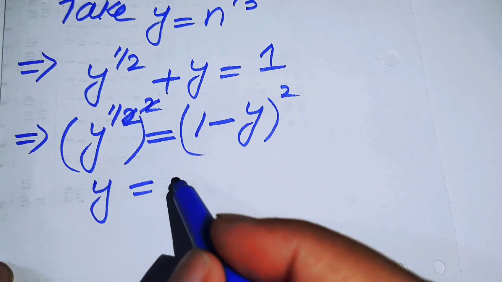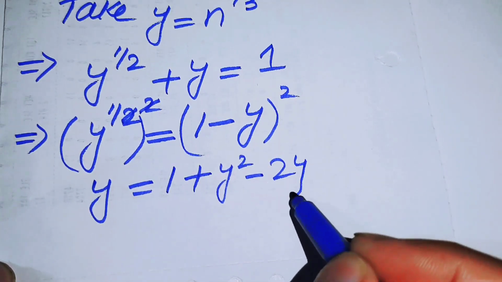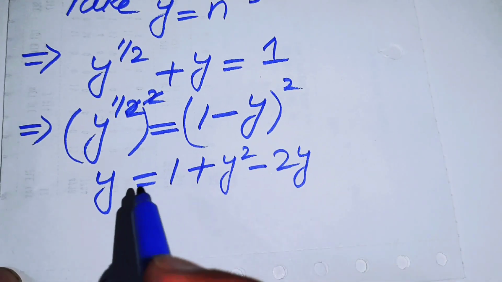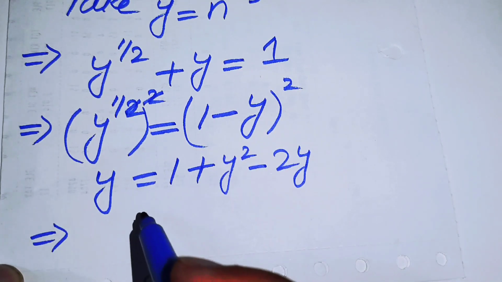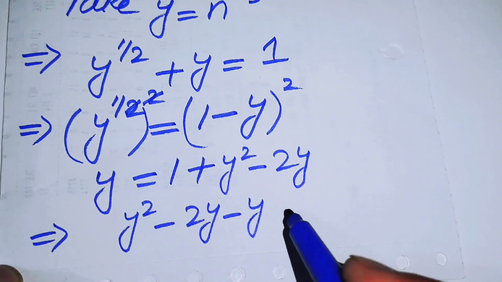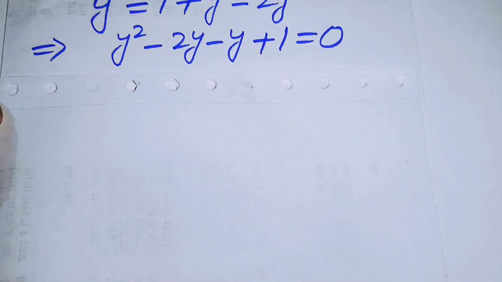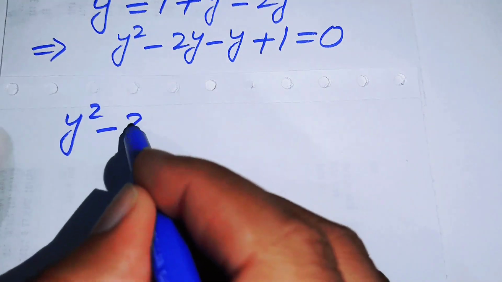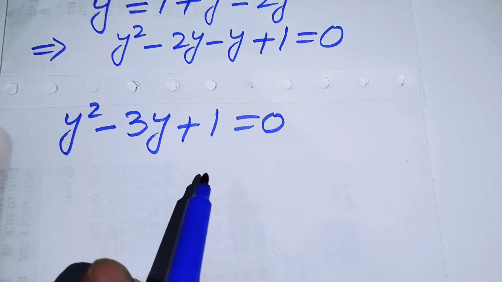and you get a squared plus b squared minus 2ab. I can use this nice square identity, and after that we will simplify the terms and move this y to the right hand side. Then you will get this quadratic equation in the form of y squared minus 2y minus y plus 1 is equal to 0. Now we can simplify the terms, and here you obtain y squared minus 3y plus 1 is equal to 0. So this equation becomes quadratic in form.